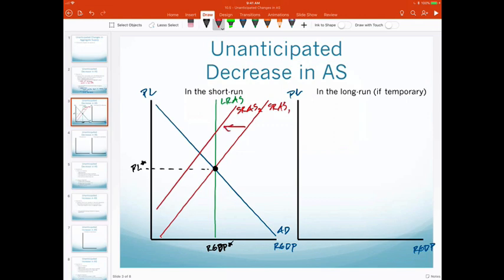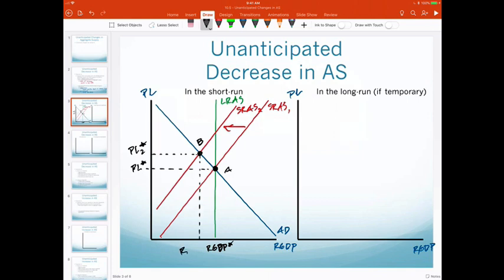There's an arrow over there indicating it shifts to the left. Okay, so in the short run, the economy is going to move from point A to point B here, and our equilibrium price level is going to rise. So this is price level, we'll call it 2, put a star there. And the economy will slip into a recession.